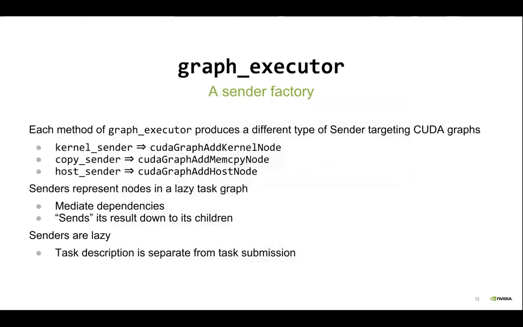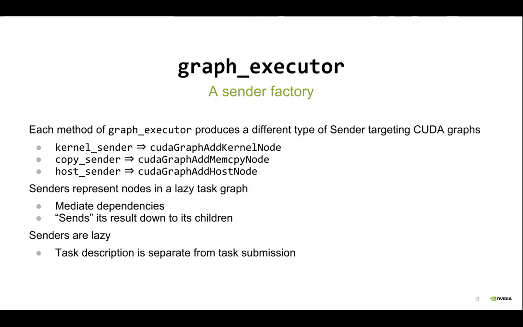So you can sort of think about the graph executor as a factory for these sender types. Each method of graph executor produces a different type of sender that can target a different type of node in the graph that we're going to describe to CUDA Graphs. For example, the kernel sender internally is going to call this CUDA graph add kernel node to tell CUDA to add a kernel node to the graph it's constructing.